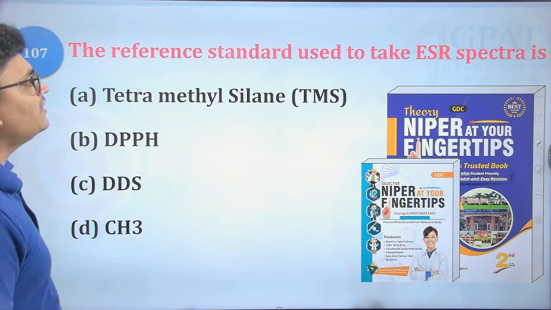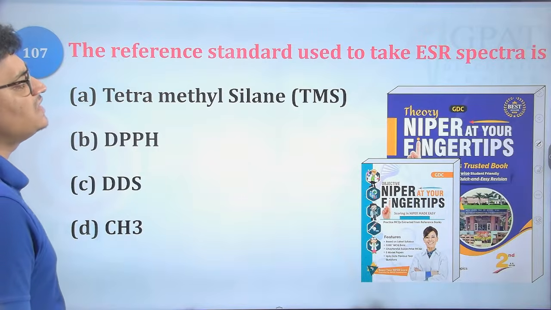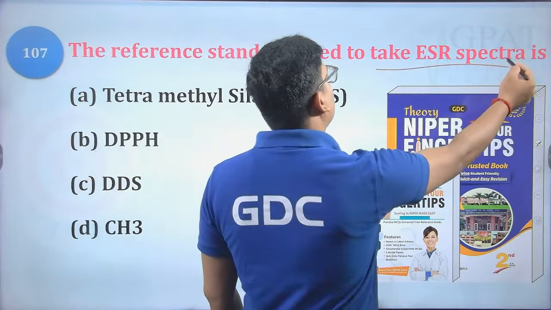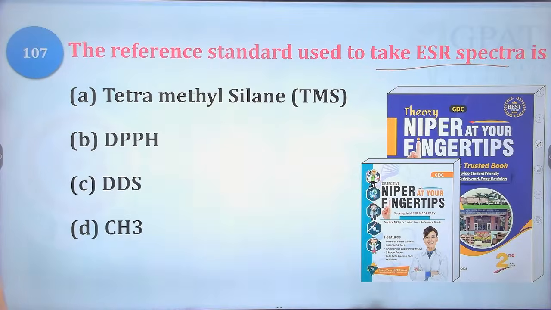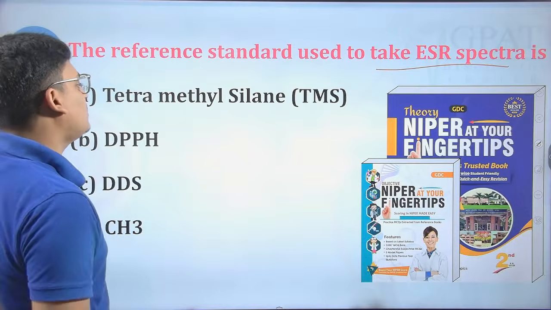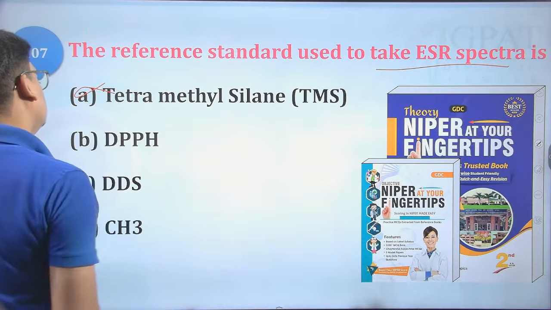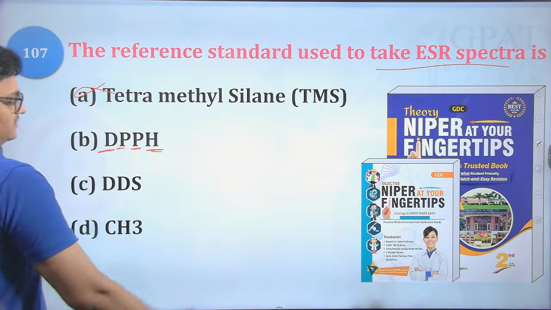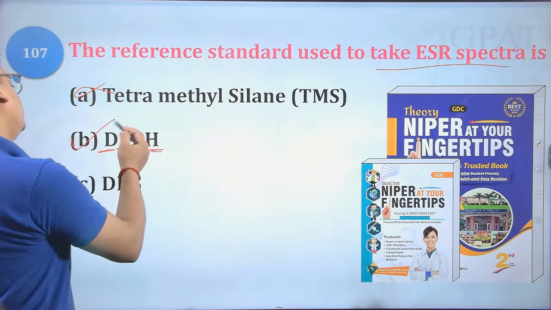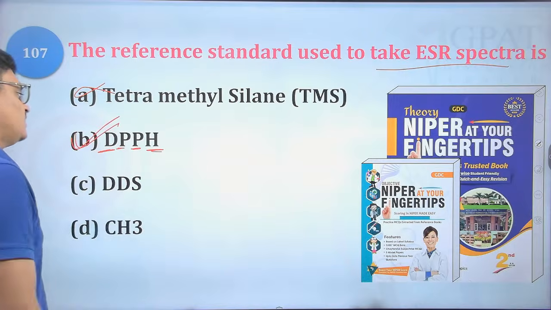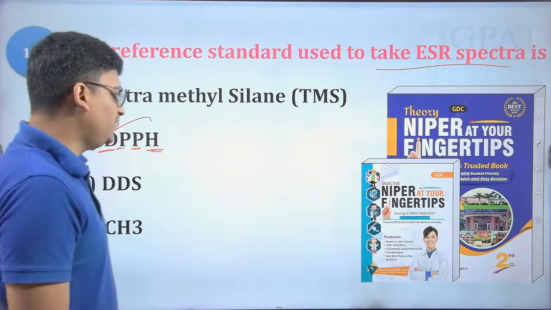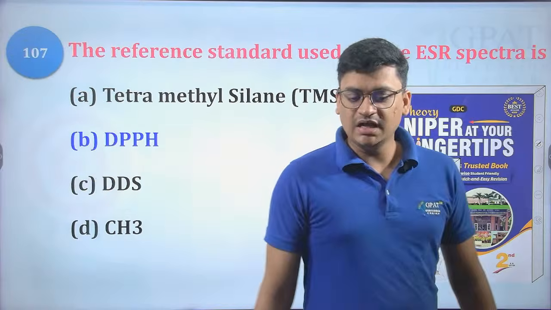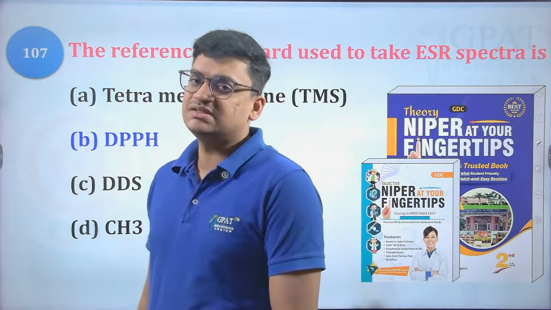The reference standard used to take ESR spectra. ESR, electron spin resonance spectra. Tetramethylsilane, no, that is for the NMR. DPPH, yes, 2,2-diphenylpicrylhydrazyl. For the ESR, we will be using DPPH as the standard. Full form of this is what?